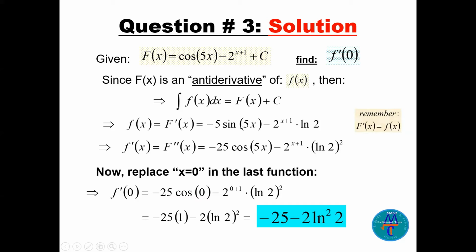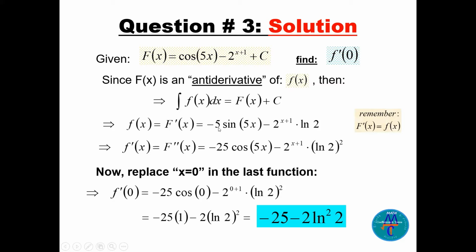Minus 5 sine of 5x minus 2 to the power x plus 1 times ln of 2. The derivative of c is 0 there. So let's find now, we need f prime. Remember, we need f prime at 0. F prime of x will be the second derivative of the function capital F.